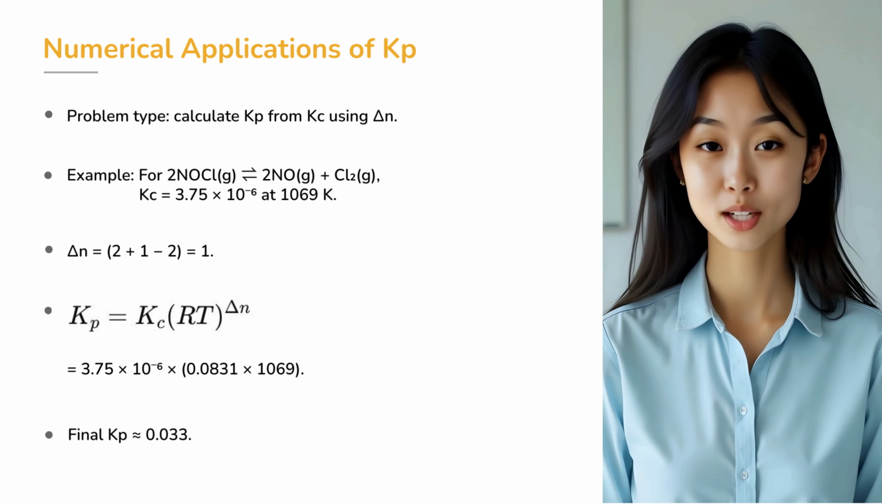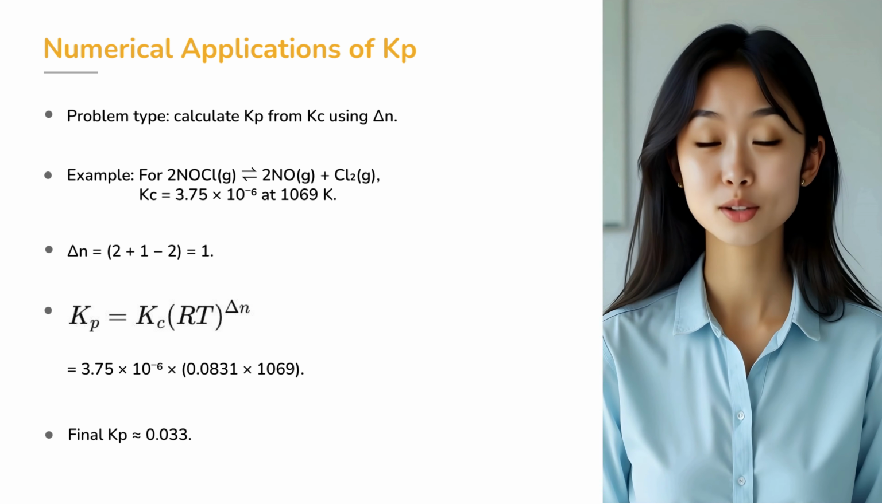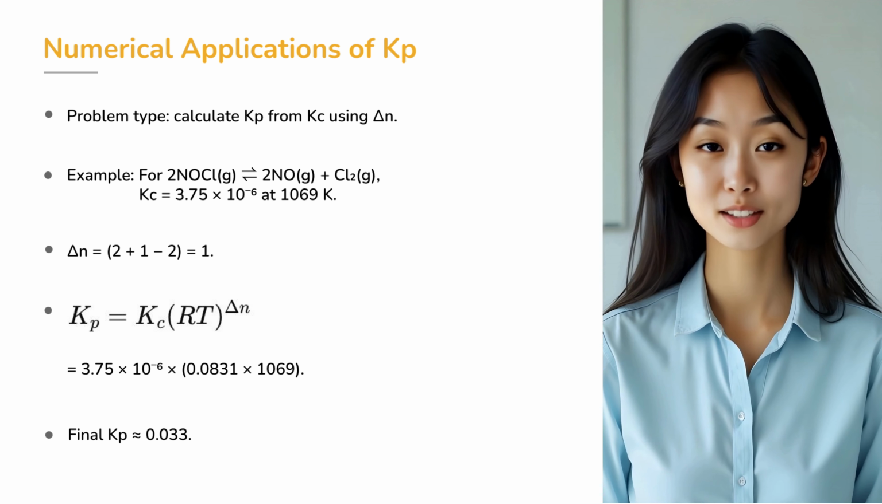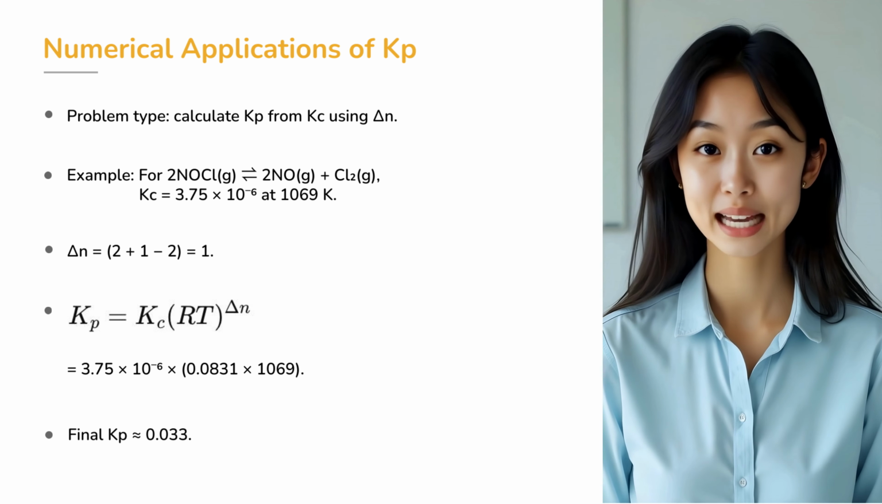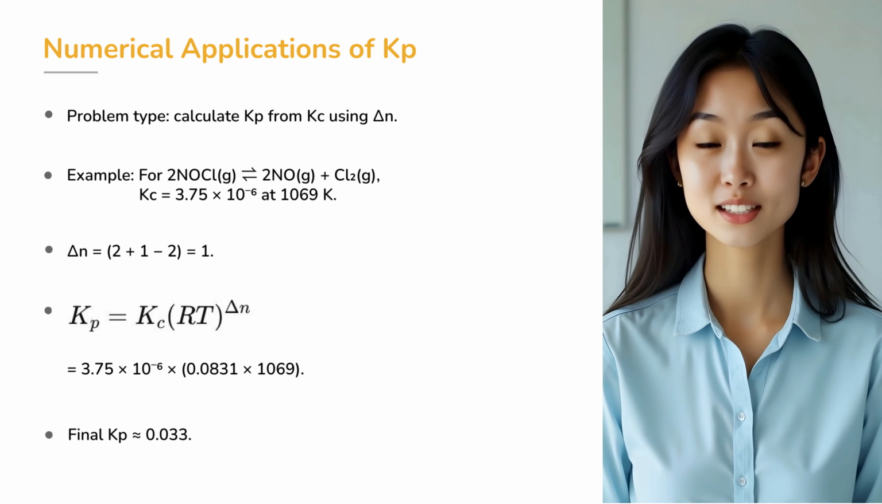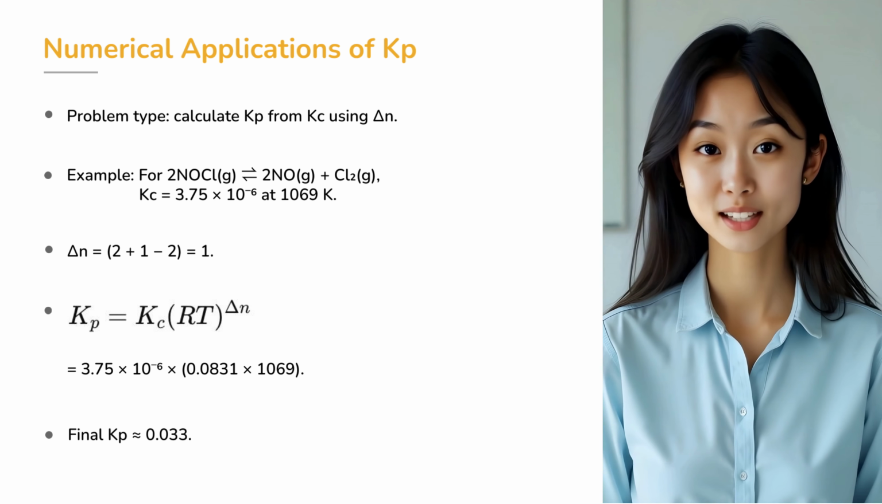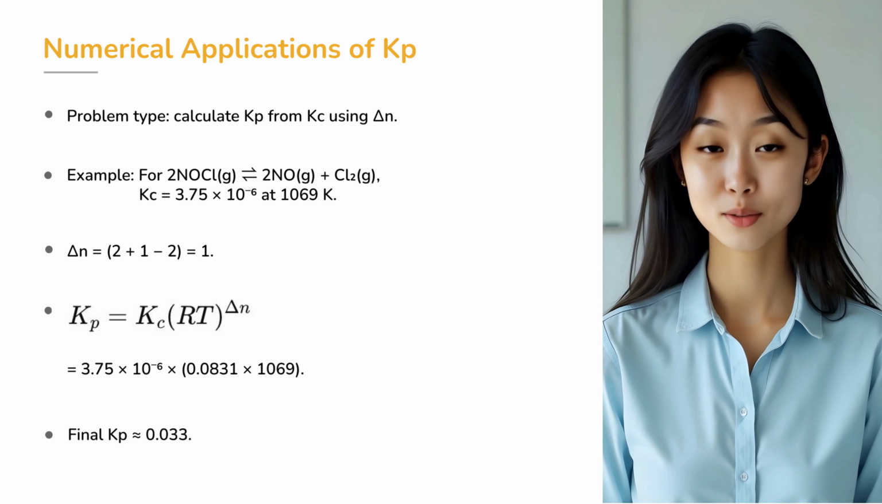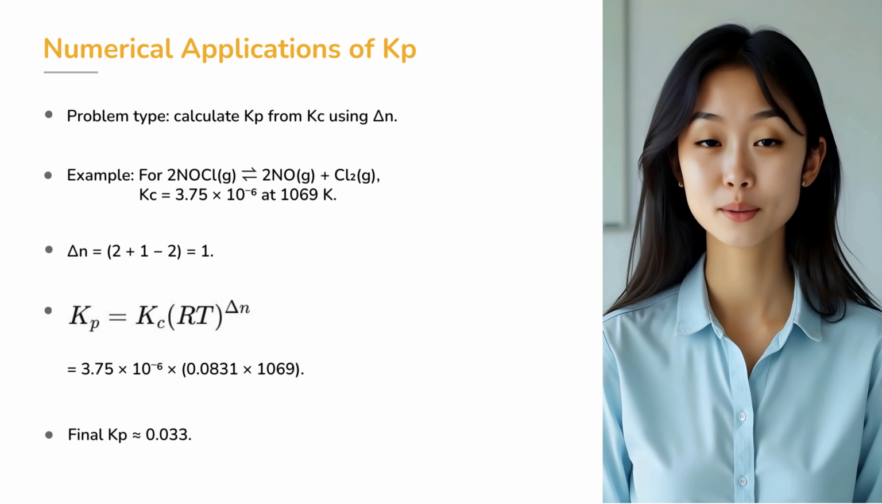Let's practice with a real problem. Consider the reaction 2 NOCl gas gives 2 NO gas plus Cl2 gas. The equilibrium constant Kc is 3.75 times 10 to the power minus 6 at a temperature of 1069 Kelvin. Here, delta N equals 3 minus 2, which is 1. So we apply the relation Kp equals Kc times RT to the power 1.